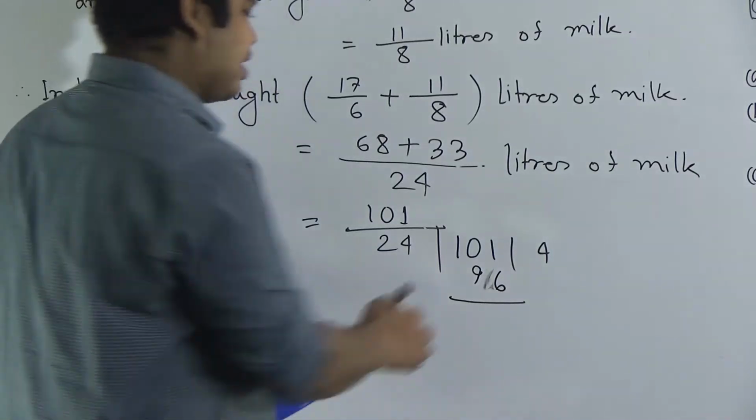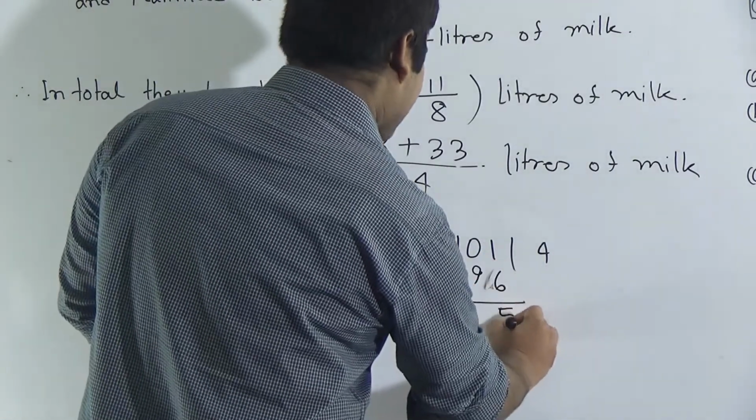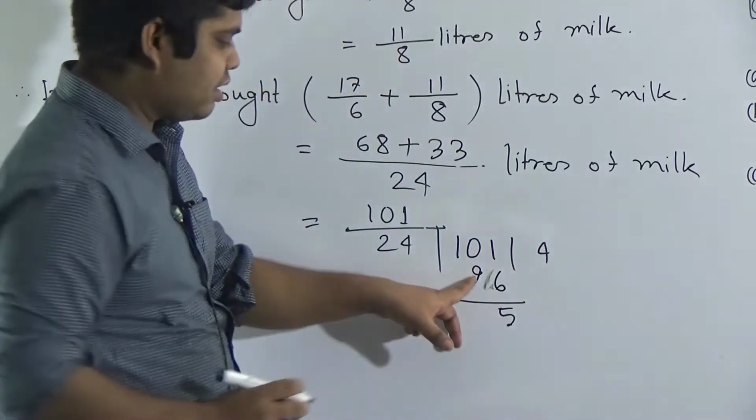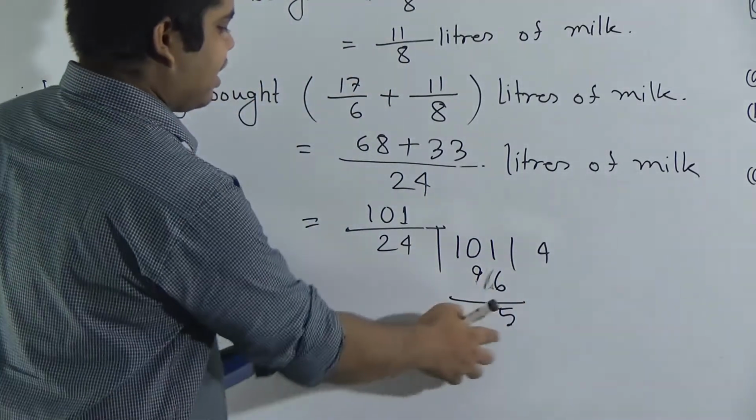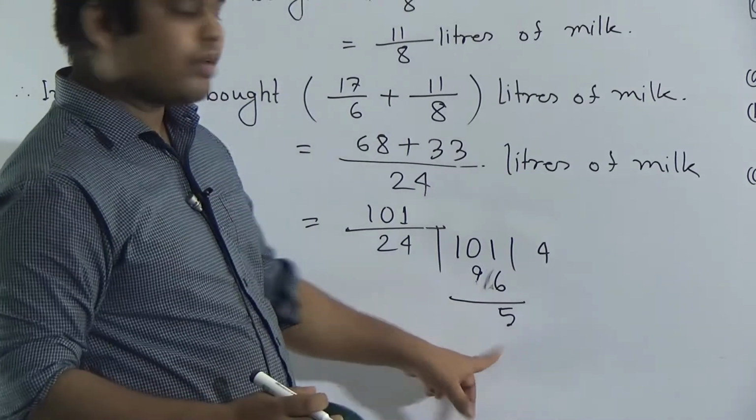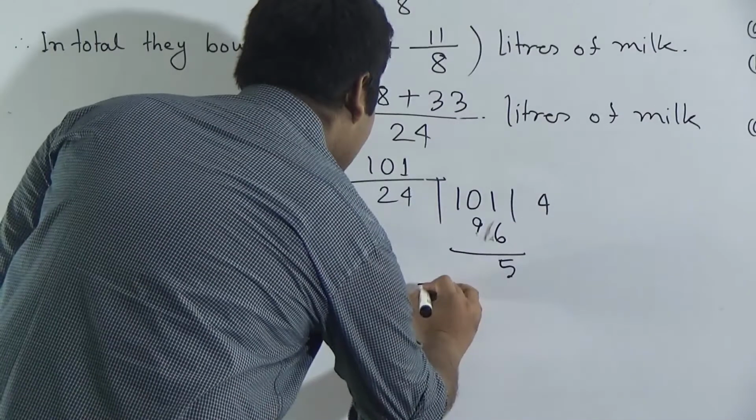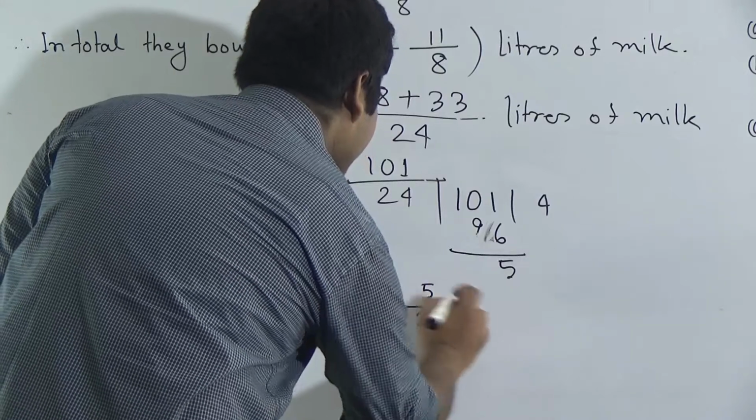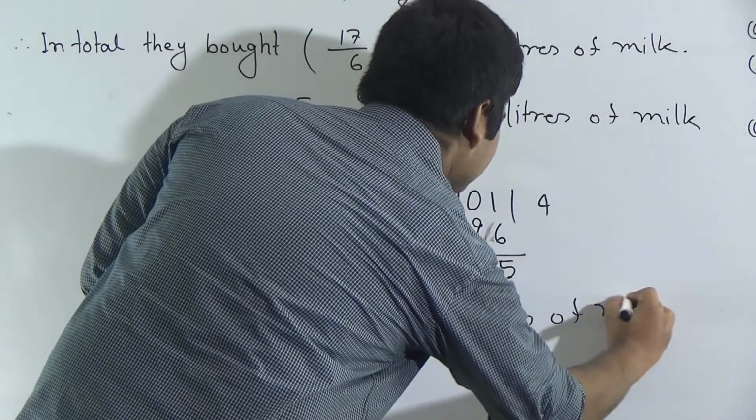Now we subtract. If we subtract 6 from 11, we get 5, and this carrying 1 is added with this 1, it will be 10. So 0. Here the remainder is 5. So we can write 4 5/24 liters of milk.